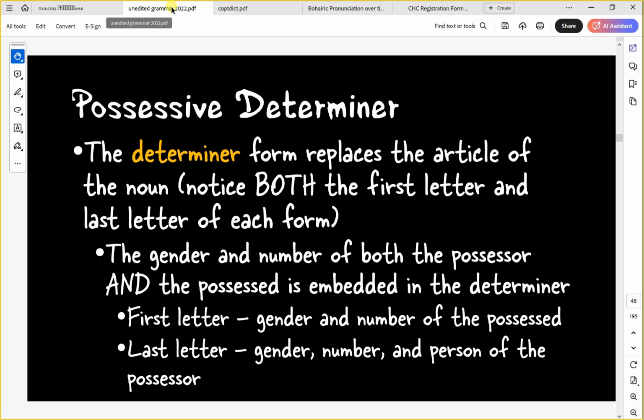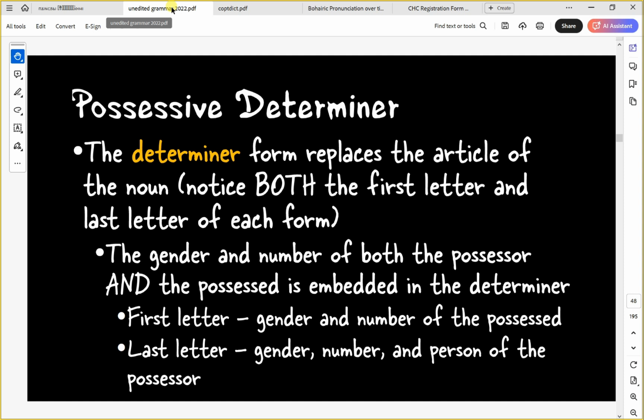So the one that we covered just before was the determiners. The determiner replaces the article, right? Because remember, article is a determiner. Also, notice they have the same first letter, right? So we have P, T, Ni. So we just replace that iota with whatever we need to make it whoever is owning it. First person singular, remember, is always the oddball. So instead of an e, it's an a. So pa, ta, na would be my.